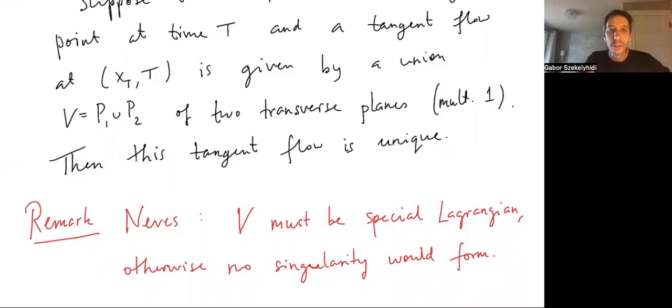So of course, you could have such a tangent flow. For example, if your flow is immersed, you could just have 2 smooth components meeting at a point, and then the tangent flow at that point would simply be the union of the 2 tangent planes. Okay, so that could be any 2 Lagrangian planes, but the curvature is not blowing up. This would still be a smooth flow. So if there's a genuine singularity forming, then Neves showed that both angles have to be the same.